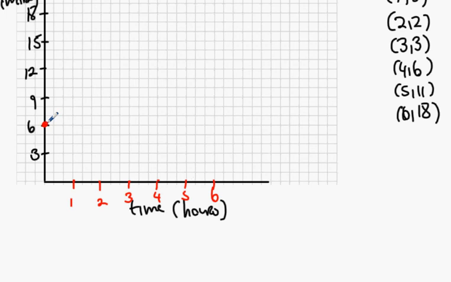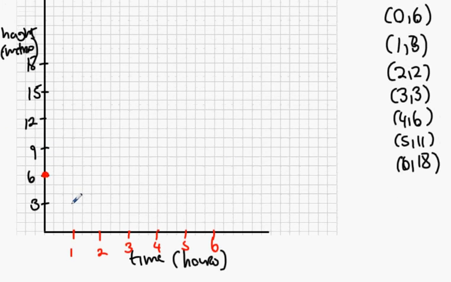0, 6. And then what's the other part? 1, 3. 2, 2. 3, 3. 4, 6. 5, 11. And finally 6 what? 6, 18, isn't it? Okay, and then you draw your curve. That last part needed a bit of a... There we go. Okay, everybody have enough of that?